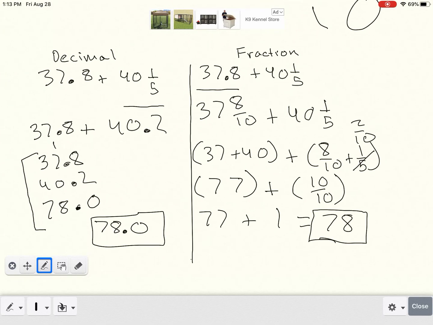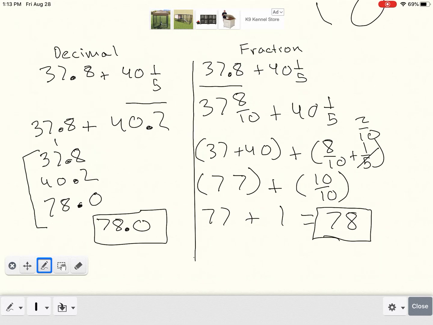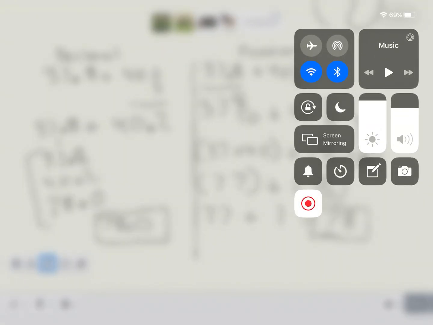Alrighty, guys, hope those two solved examples were able to help you out on working through with some decimals and some fractions and some rational numbers.